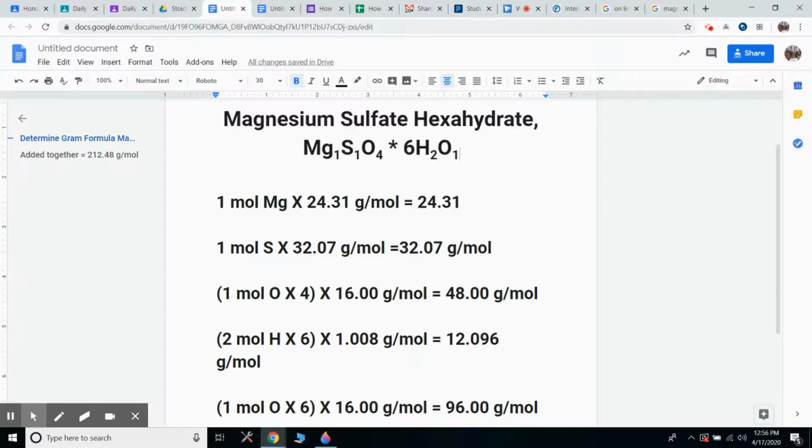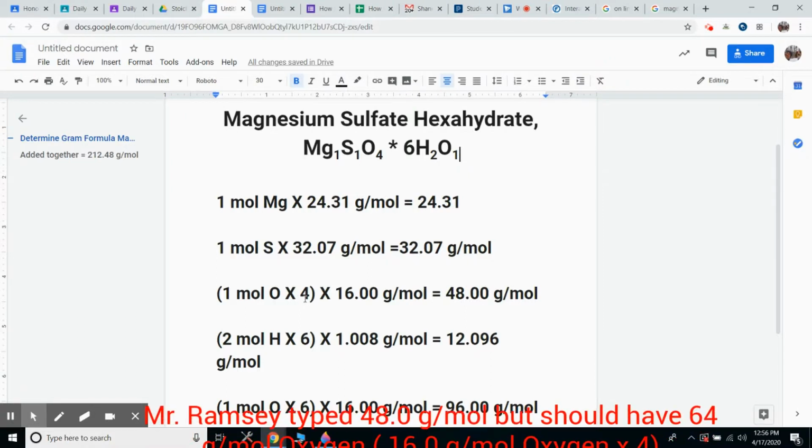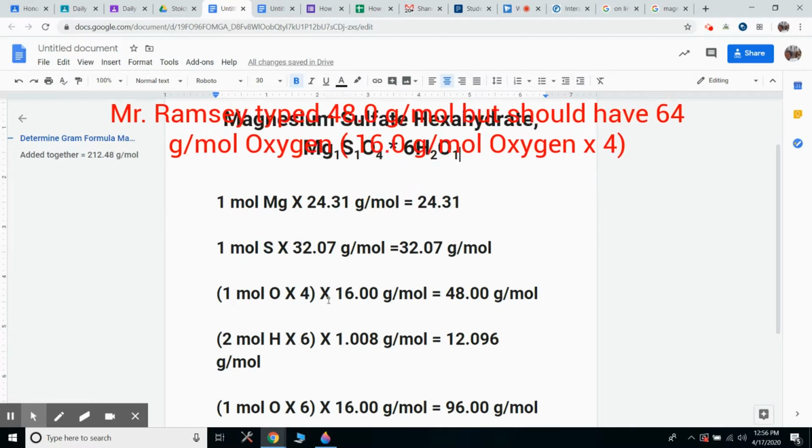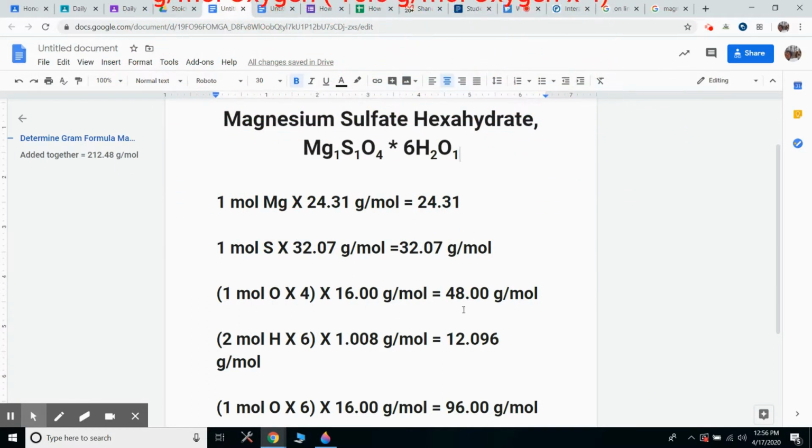So I found the molar mass of magnesium to be 24.31. Multiplied that by the 1 because of the subscript 1 here. I have 1 mole of sulfur because of the subscript here, multiplied by the molar mass of sulfur, 32.07. I'm getting these numbers, remember, from the periodic table. For the oxygen, I did 1 mole of oxygen times 4, because there's a subscript 4, times the molar mass of oxygen, which is 16.